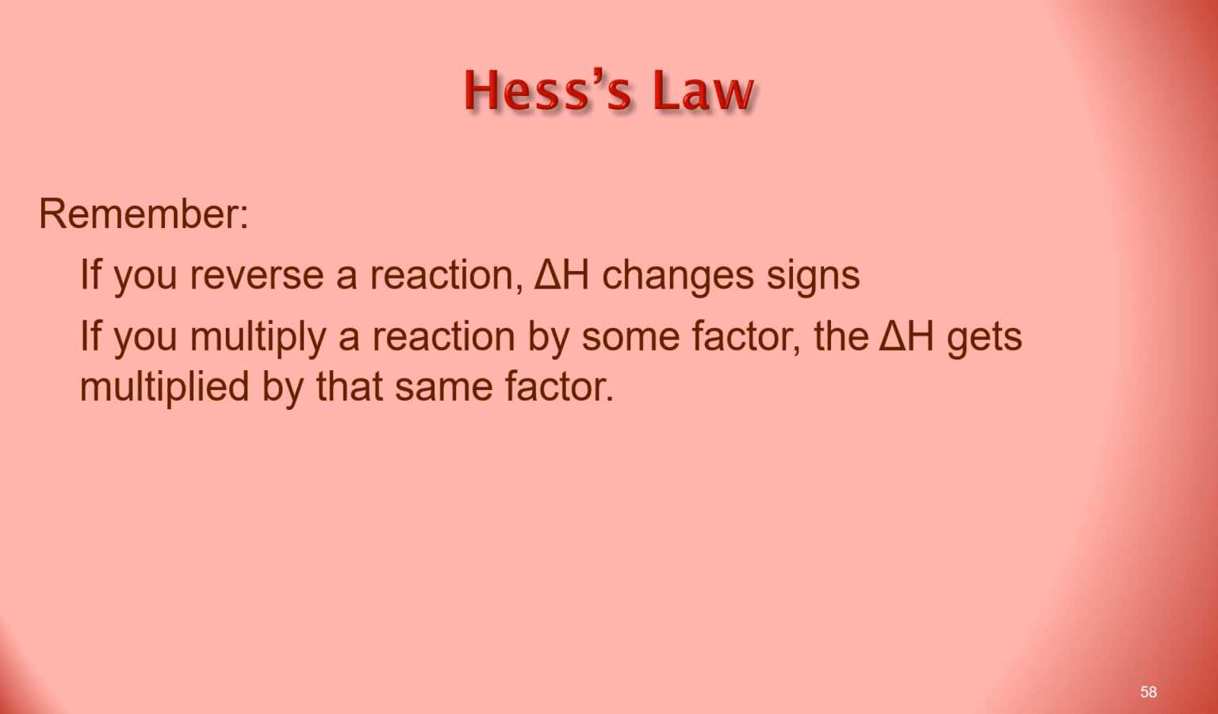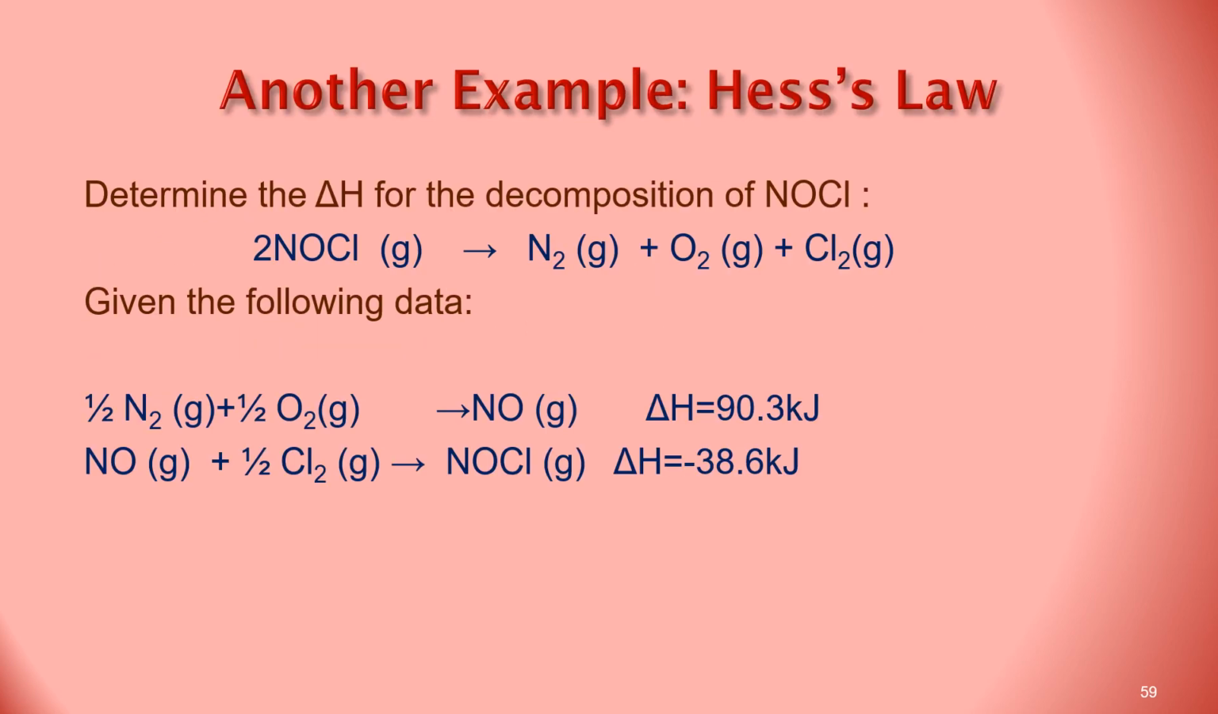So again, remember, if you reverse a reaction, you change the sign. If you multiply a reaction by some factor, which could include dividing, so if you're dividing by 2, that means you're multiplying by 1/2, then you have to multiply delta H by the same factor. All right, so let's do another quick example.